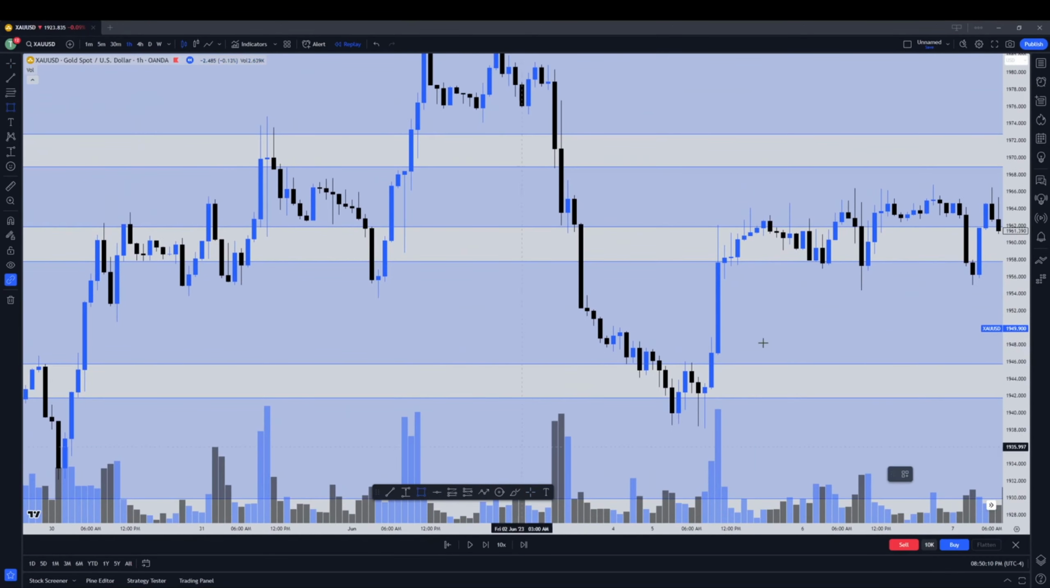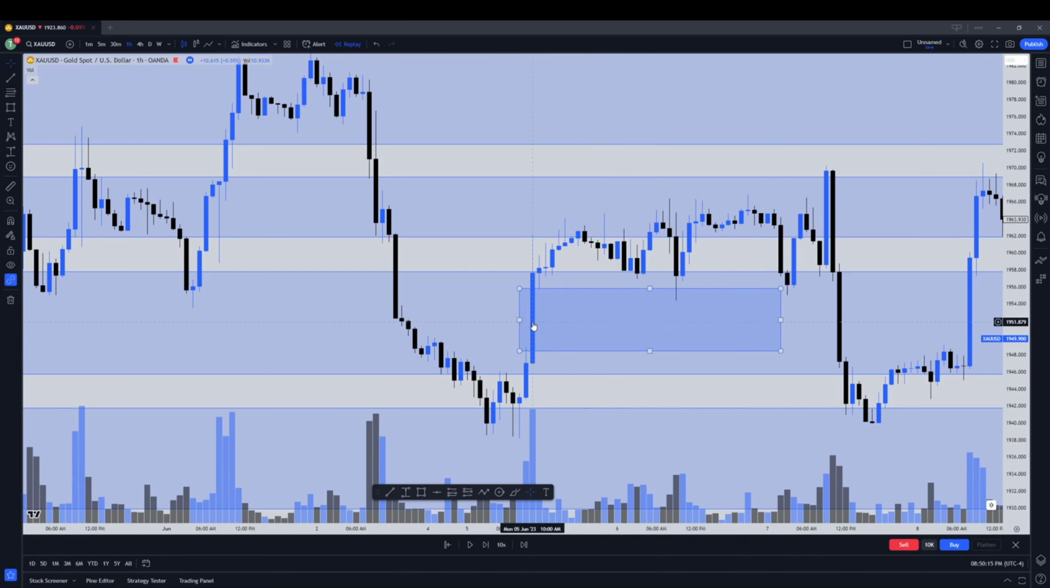Another gap right here. This is the hourly gap. Okay, wicks are not touching each other. We have 3 candles and we have a big move. There's a gap, and look what happens. At some point later on, we fill the gap.